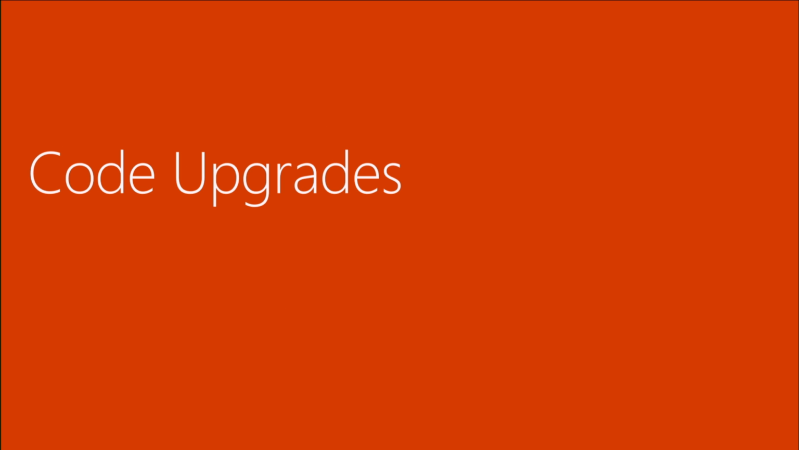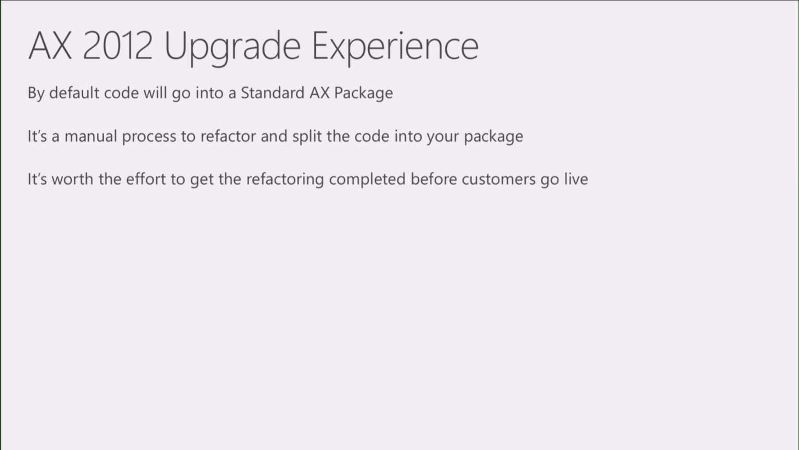Finally, let's talk a little bit about code upgrades. If you've been to other sessions, a lot of times the code upgrade gets described like this. You run it through LCS, and then you get it to compile, and you upload it to LCS, and you're done. Well, I'm going to tell you that that's not the full story. We're missing some key points in this process. Because by default, all of your upgraded code is just going to go into the standard AX packages. There's no package splitting that happens through the upgrade tool.